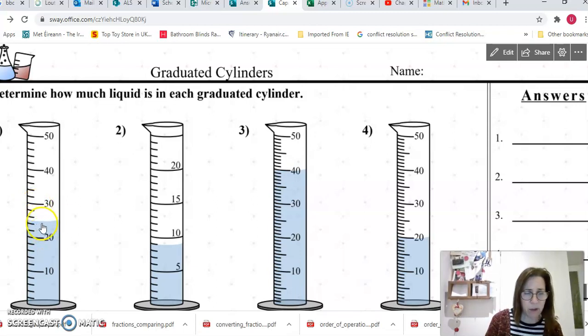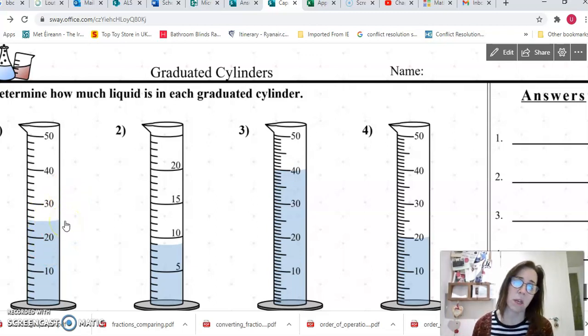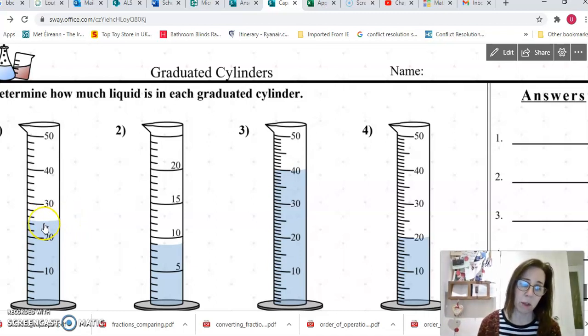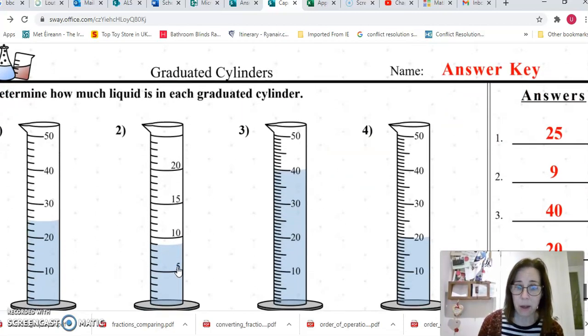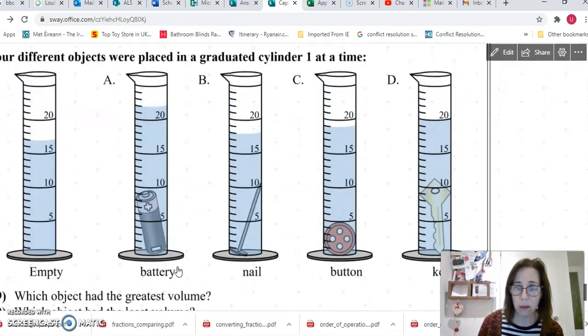Or whatever it is, it actually doesn't give you the unit of measurement. We don't know if it's milliliters or centiliters or litres. I'm guessing milliliters because it'll be a fairly big cylinder to be holding litres, but we don't know. But it doesn't matter. All you need to know is what the number is. So I'm going to guess that's about 25. So you would put 25 over here beside number 1 in the answer, and so on and so on. And again, it'll ask you at the bottom which object had the greatest volume and which object had the least volume. Greatest volume is the most liquid in it, least volume, the least liquid in it. And again, the answers are there, but don't look until you've had a go.